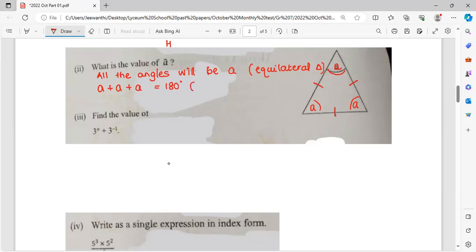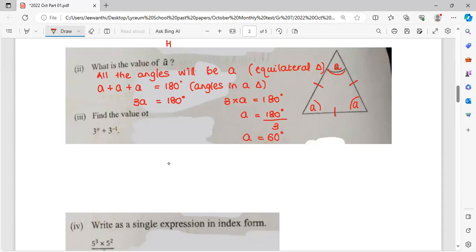Which rule did you use for this? Angles in a triangle. Okay. So then 3A is equal to 180. Right? So that means 3 times A equal to 180 degrees. A is equal to 180 divided by 3. A is equal to 60.